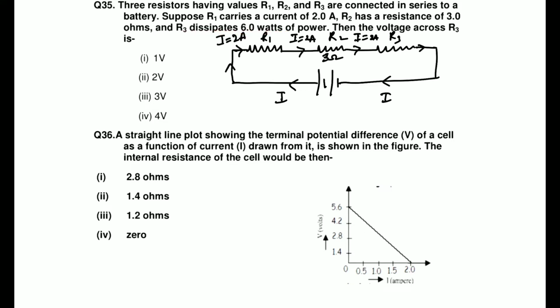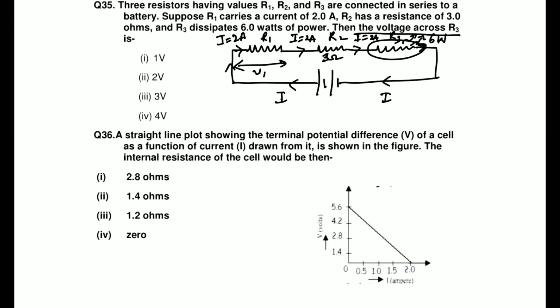R3 is dissipating 6 watt of power. Okay, so R3 is dissipating 6 watt of power. 6 watt power is going out of your R3 resistance. Then the voltage across your R3. So the voltage across your R3 is something which you have to find out, right?